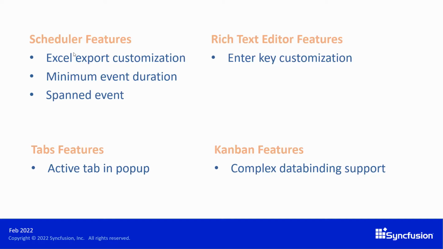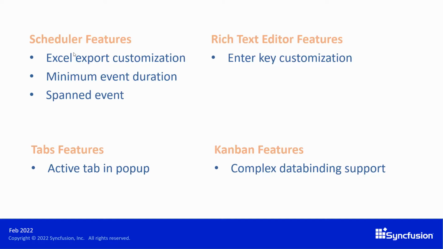You can now specify the minimum event duration so that you'll have a clear view of the subject and can easily read it by setting some minimum event duration. And also a span event feature has been added. Usually, events longer than 24 hours are displayed in the all day row, but now you can display those spanned events in the work cell area of the day, week, and work week views.